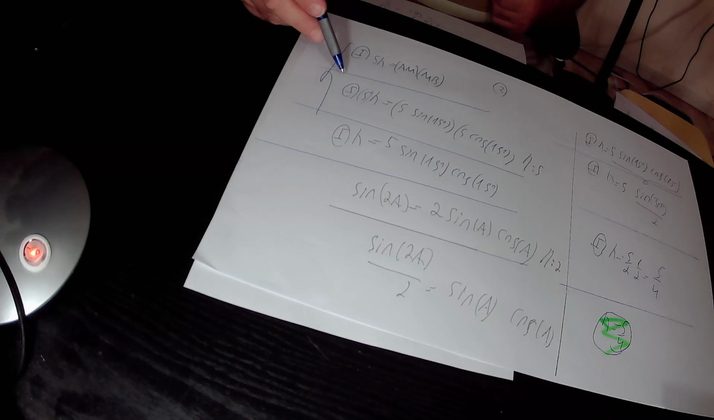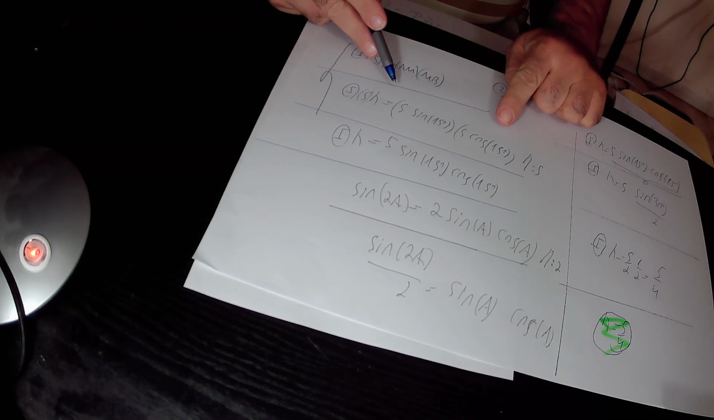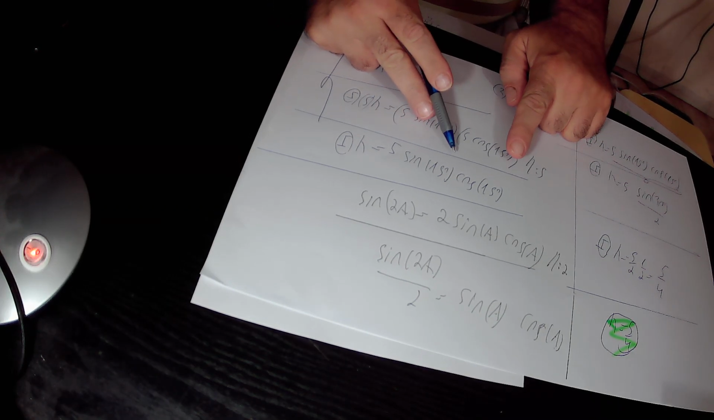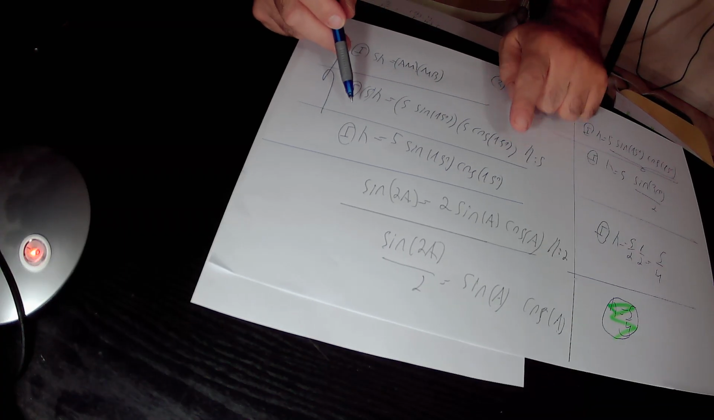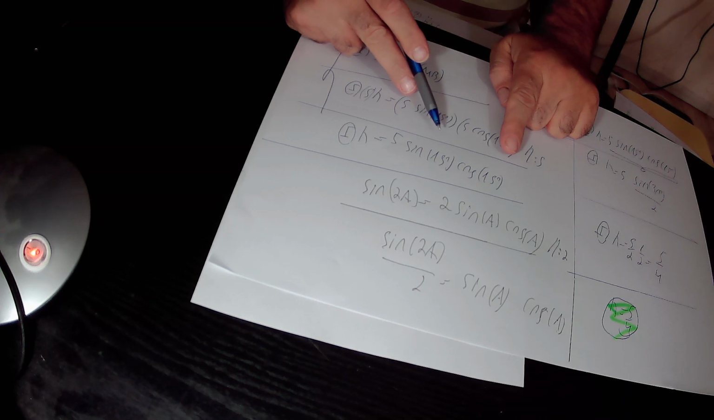Here we divided equation 1 by 5, so 5H over 5 is H. Here we have 5 times 5 is 25, and 25 over 5 is 5. So in total, on this side of the equation, we have only 5 times sine 15 degrees times cosine 15 degrees. So according to equation 1, H equals 5 times sine 15 degrees times cosine 15 degrees.